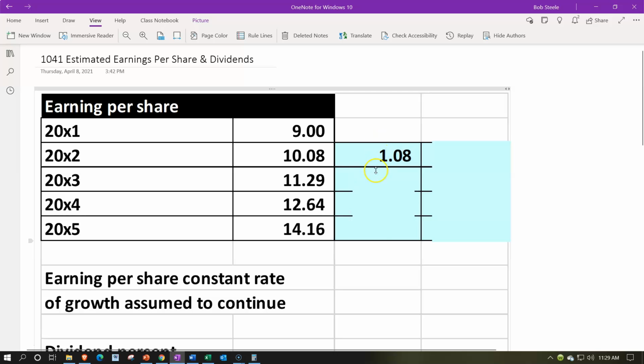So for example, we might say, let's take the 10.08 minus the 9. That would mean that there was an increase in the earnings per share from 2000x1 to 2000x2 of 1.08. If we did the same thing on 2000x3, taking the 11.29 minus the 10.08, then we see that there was an increase of 1.21. Same thing down here. We're going to take the 12.64 minus the 11.29. We have an increase of 1.35. And finally, we've got the 14.16 minus the 12.64 gives us an increase of 1.52. So we could see that trend.